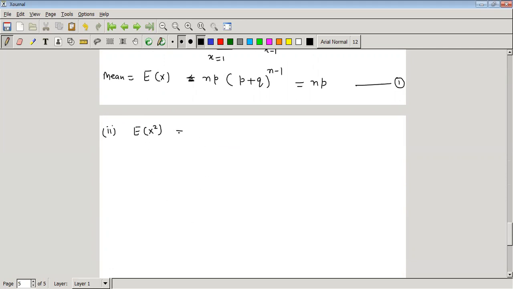And what is expectation of x square? Summation x is equal to 0 to infinity x square into probability of x is equal to x. And we denote this by summation x is equal to 0 to infinity x square into fx. And what is function fx? x equal to 0 to infinity x square into nCx p to the power x q to the power n minus x.